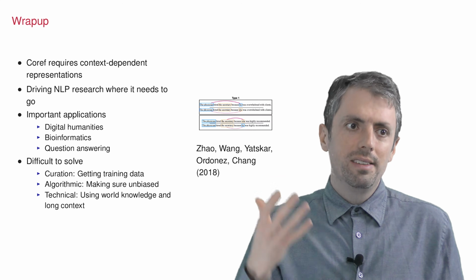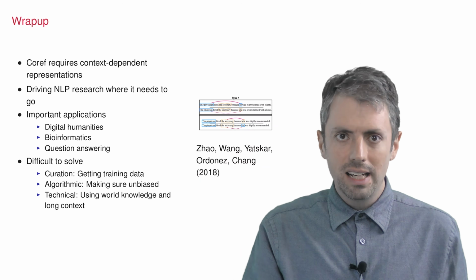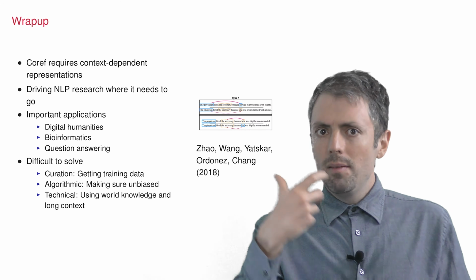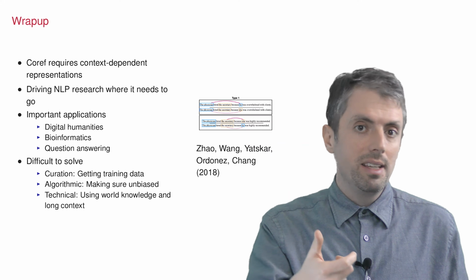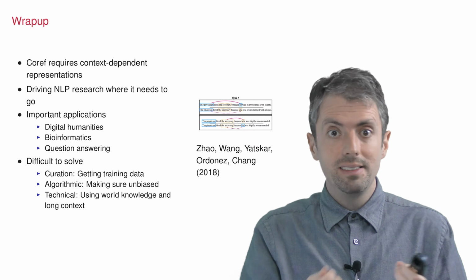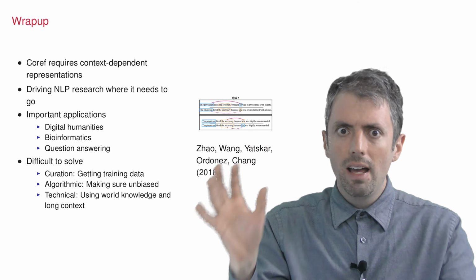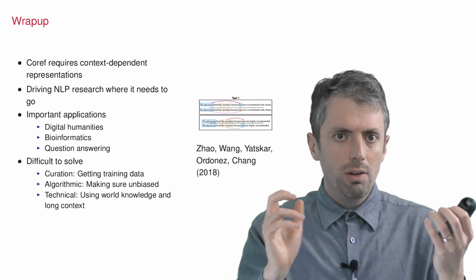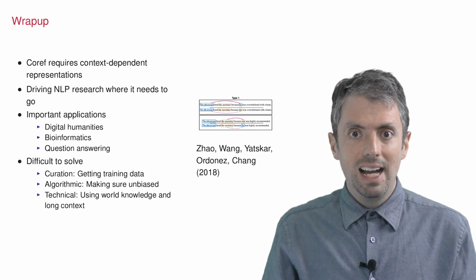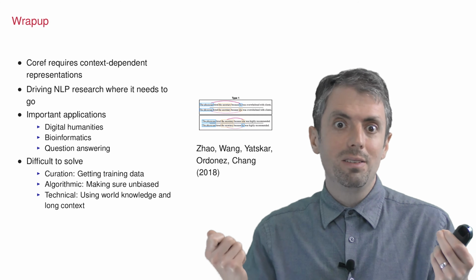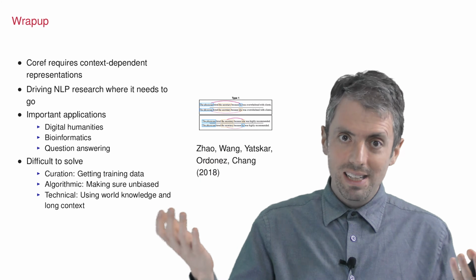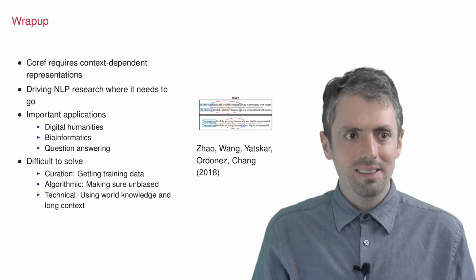There are important applications in digital humanities, bioinformatics, and question answering. We talked about digital humanities and question answering already. Bioinformatics, you can imagine that we're trying to understand how, say, proteins interact with each other, or how proteins and viruses interact with each other. We want to scour every paper on PubMed, see how things interact with each other. It's a lot like what Mohit did for understanding how Lucy and Arthur interacted with each other in the novel Dracula. But we're dealing with proteins rather than fictional characters.